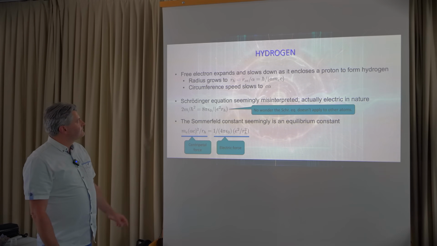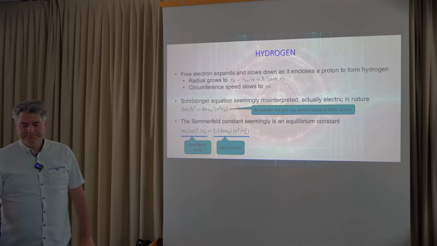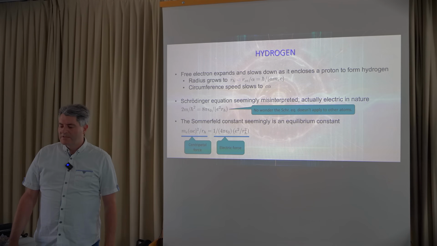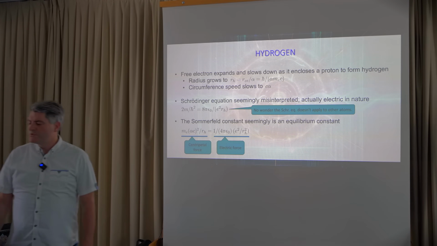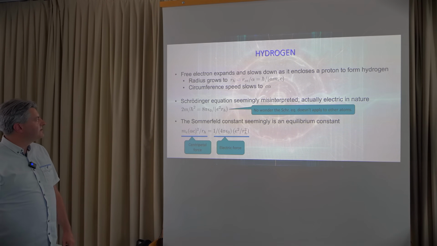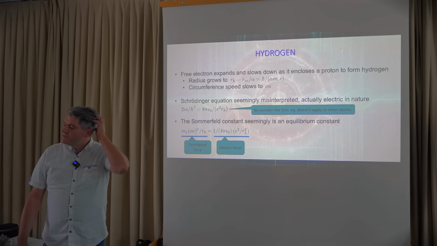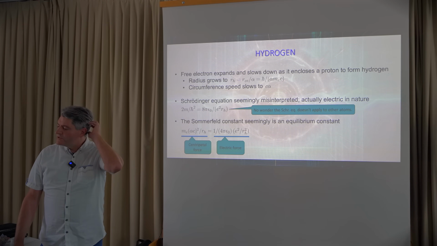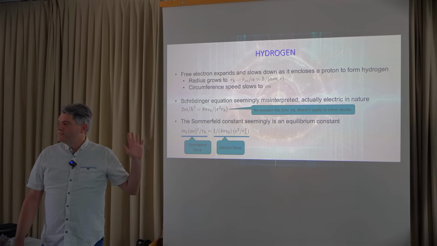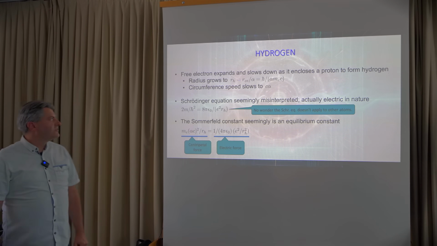Okay, now we're going from single particles to simple atoms. So we go to hydrogen. The simple particle model that I was showing also makes sense in the context of hydrogen. So how does hydrogen form?